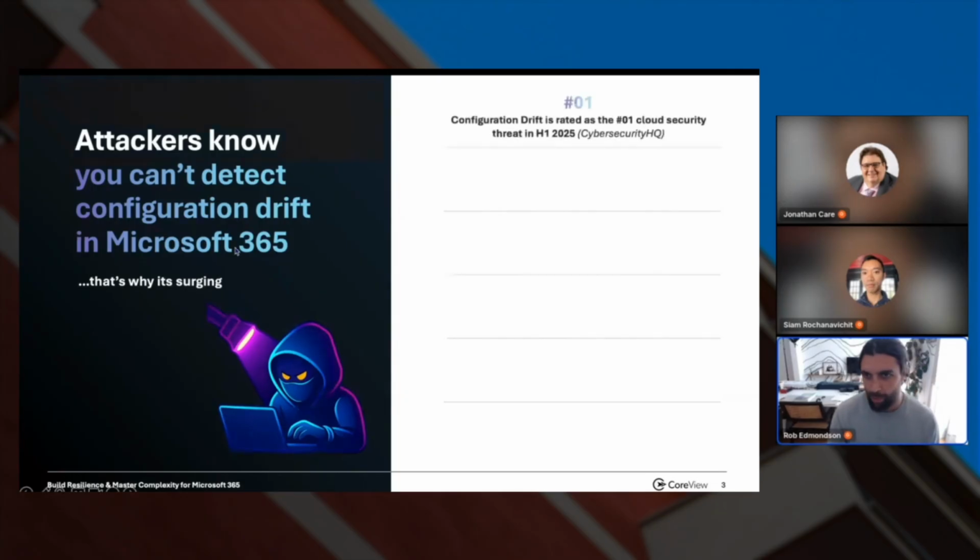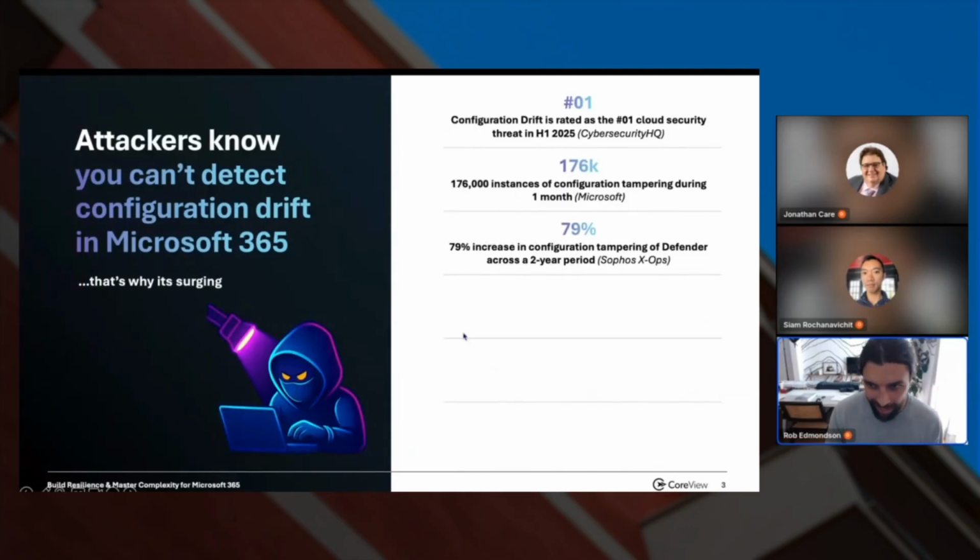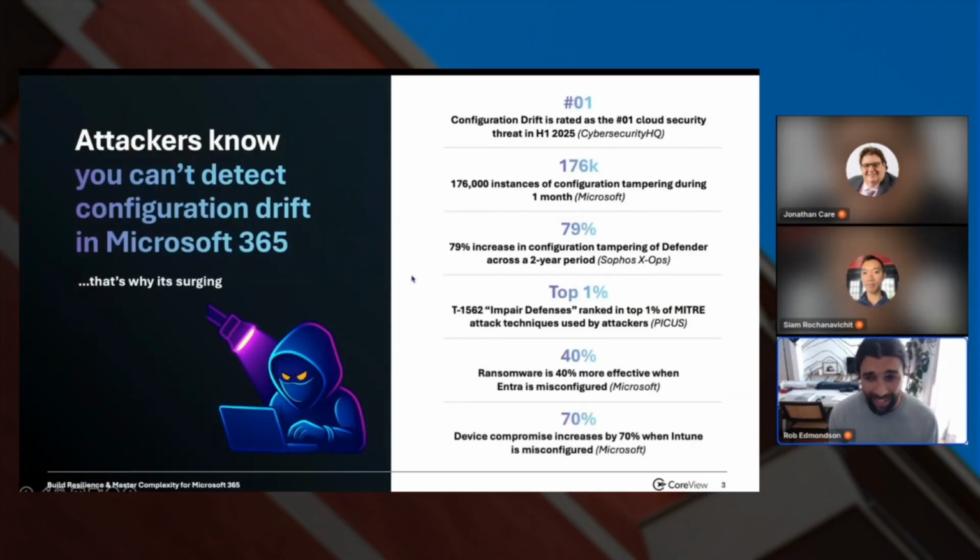So all across different industry reports, we're seeing configuration drift as the number one cloud security threat in the first half of 2025. 176,000 instances of configuration tampering detected by Microsoft in 1 month. A 79% increase in configuration tampering in Defender across a 2-year period. The MITRE ATT&CK technique impaired defenses now listed as a top 1% attack technique being used by attackers. And Microsoft themselves highlighting that if you misconfigure Entra or Intune, the efficacy of different types of attacks skyrockets. Ransomware is 40% more effective. Device compromise increases by 70%.